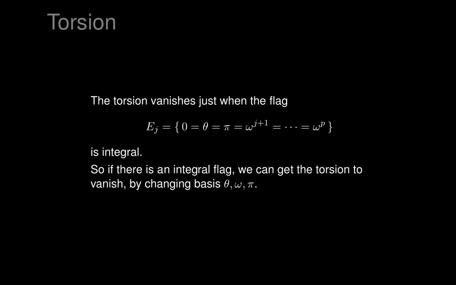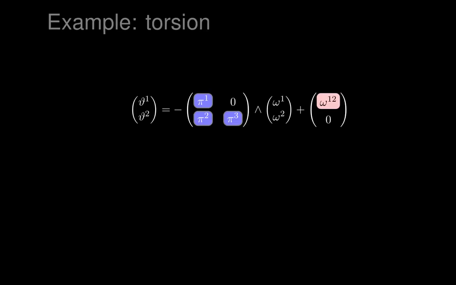How do we do that in practice? How do we actually change the basis so that we get a basis in which the torsion disappears? Let's take a look at an example that has torsion and see what we have to do. In this example, we have two two-forms called var theta 1 and var theta 2. These are expressed as pi's wedged with omegas plus some torsion term, omega 1, 2, which is highlighted in red here. How do we get rid of that? Somehow we have to kill off that term.